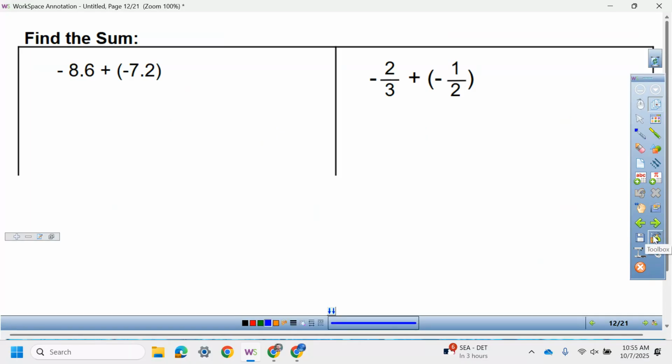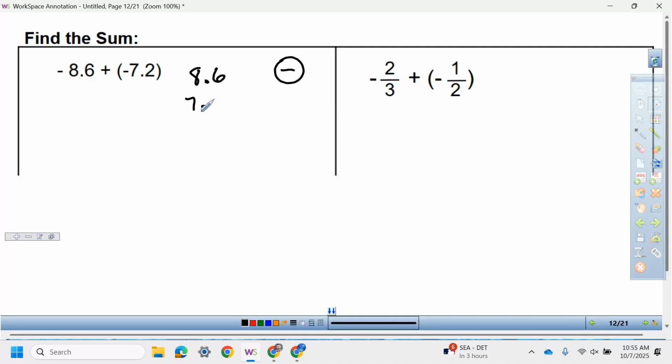So let's take a look at our first example. We have -8 and 6/10 plus -7 and 2/10. Well, I see negatives plus more negatives, so I'm just going to give myself a little note up here. I know my answer has to be negative. Now let's go through our steps. Bad guys and more bad guys gives us lots of bad guys.